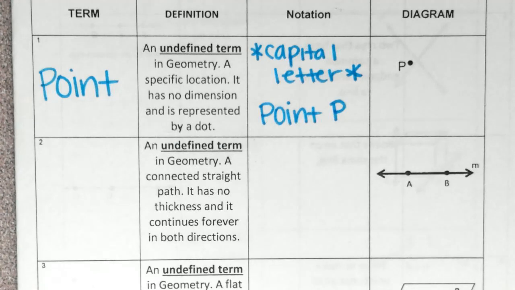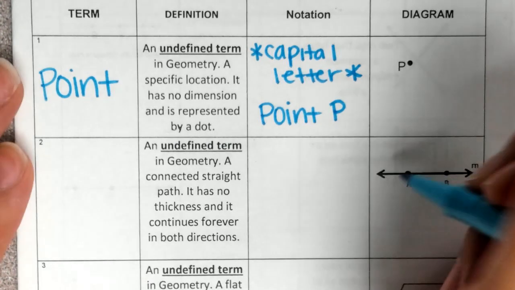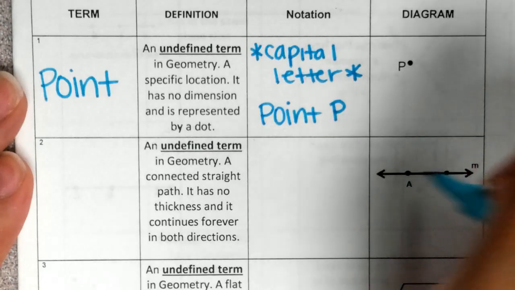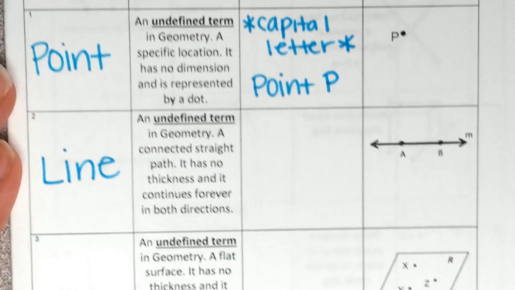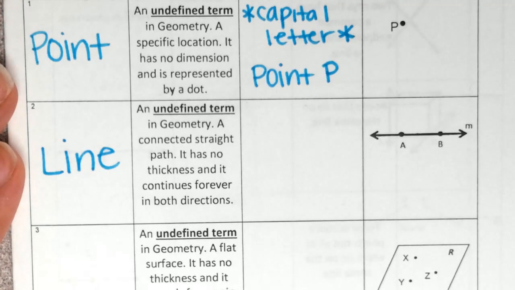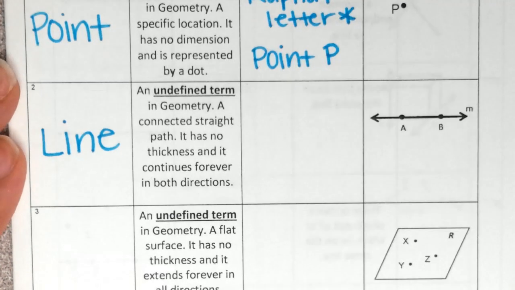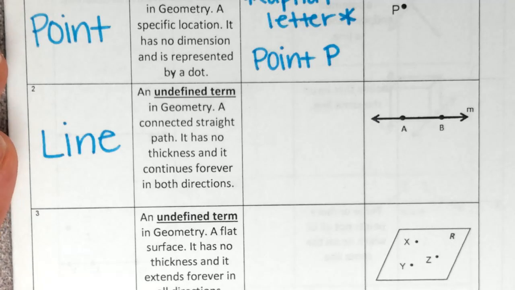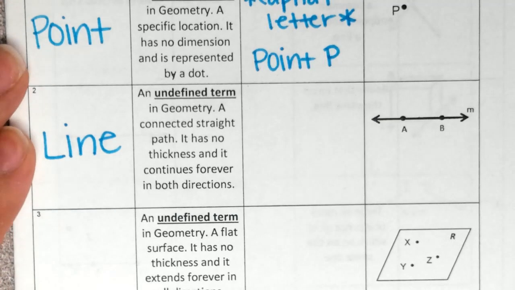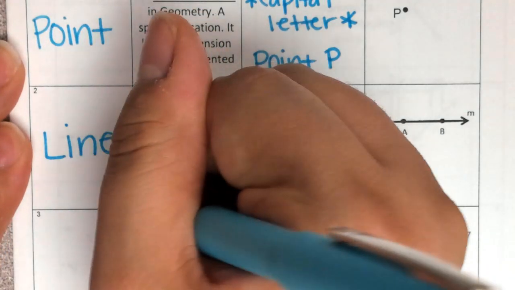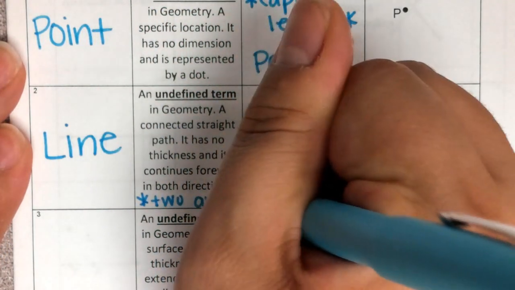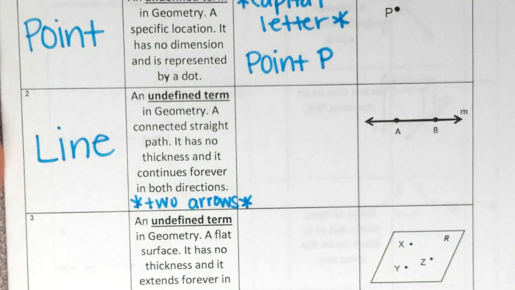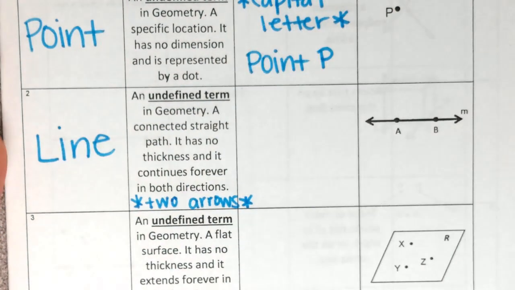What about the next one? What's that called right here? A line. A line is a connected straight path. It has no thickness and it continues forever in both directions. What about this picture tells me that it's going to continue forever in both directions? The arrows. So I need you to write down a line has two arrows. That lets me know it goes on and on forever.